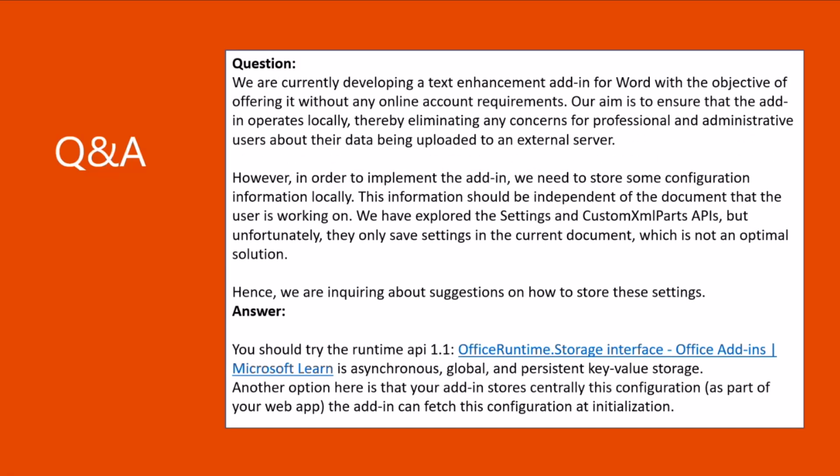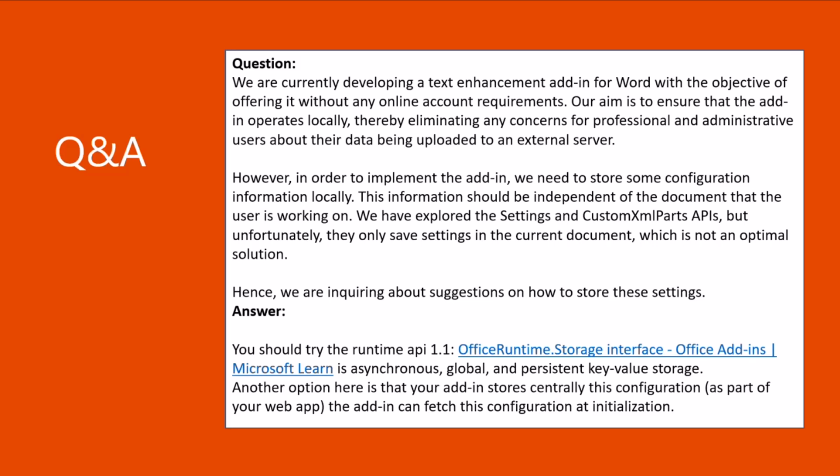For this question, it is, we are currently developing a text enhancement add-in for Word with the objective of offering it without any online account requirements. Our aim is to ensure that the add-in operates locally, thereby eliminating any concerns from professional and administrative users about their data being uploaded to an external server. However, in order to implement the add-in, we need to store some configuration information locally. This information should be independent of the document that the user is working on. We've explored the settings and custom XML parts APIs, but unfortunately, they only save settings in the current document, which is not an optimal solution. Hence, we're inquiring about suggestions on how to store these settings.